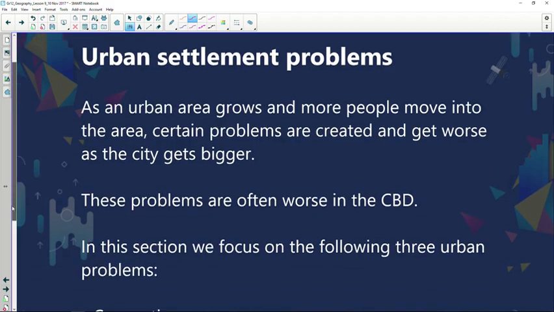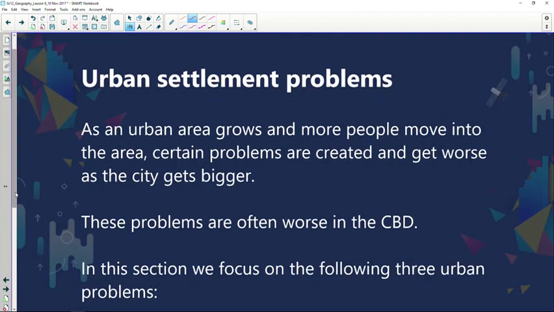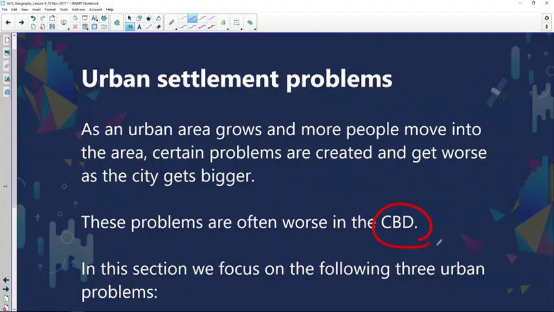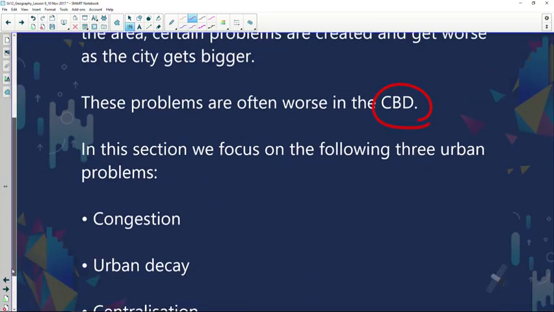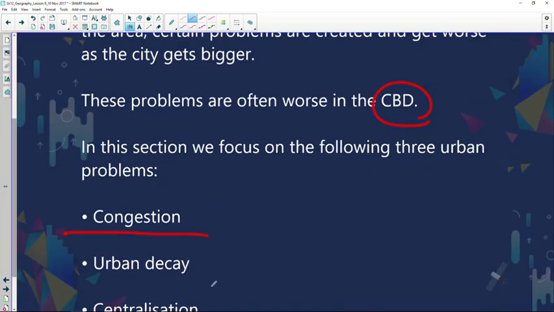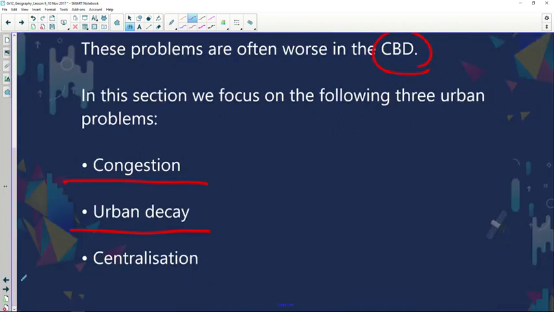Now, unfortunately, because of rural-urban migration, we experience a lot of settlement problems. Now, keep in mind, there's a great influx of people moving from the rural areas to the urban areas. And that causes problems for urban areas and very often for the CBD. So let's quickly have a look at these problems that we experience. Congestion, urban decay, and centralization. Those are the three main common problems that we experience with rural-urban migration because of the influx of many people to urban areas.